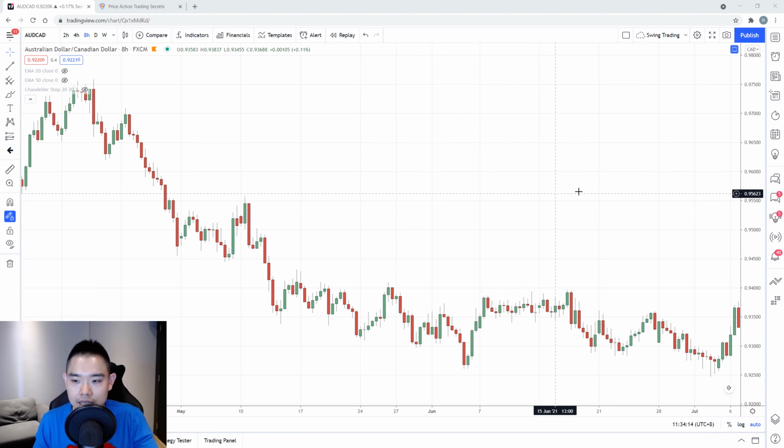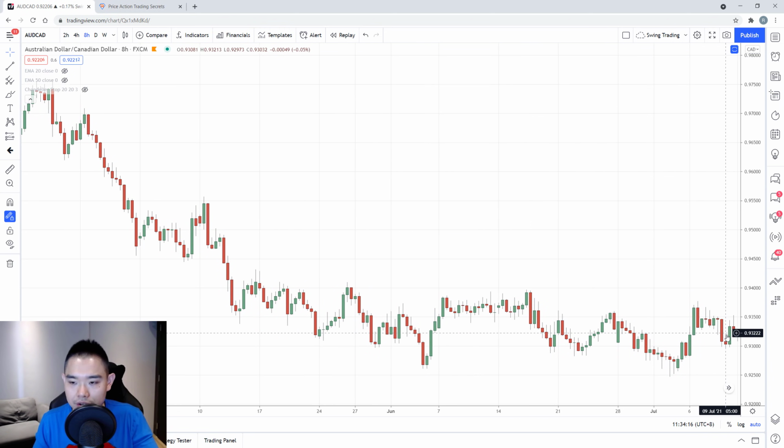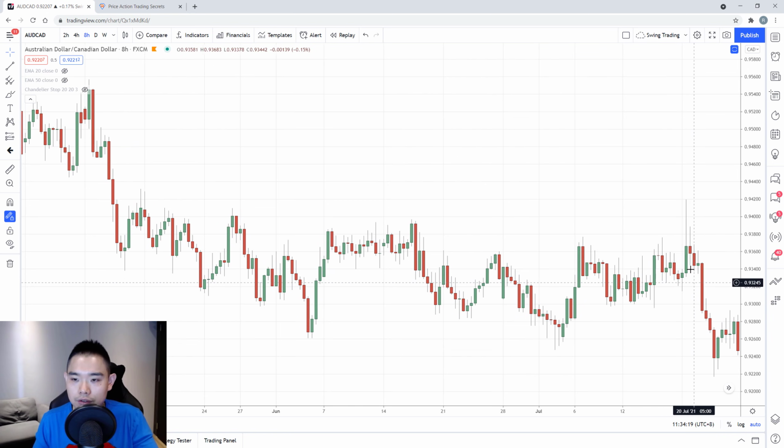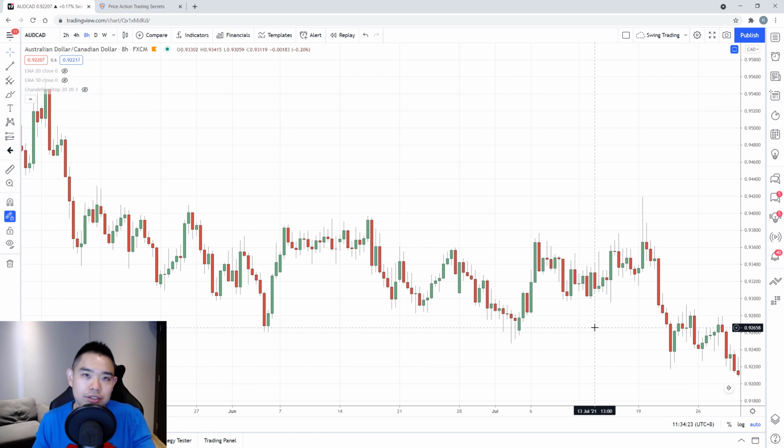So what happened is that in this case, the market did move a little bit in my favor before it reversed and then stopped me out for a loss over here. So I got stopped out. And eventually the market did collapse lower, and such is the life of a trader. Okay, so this is a losing trade that I took on Aussie Canadian.